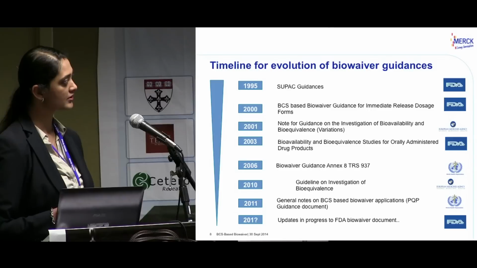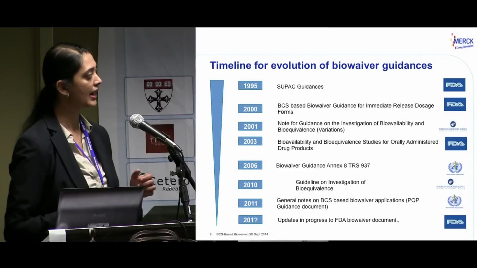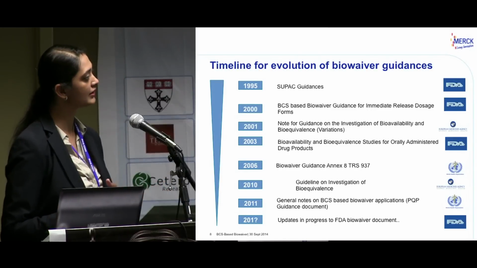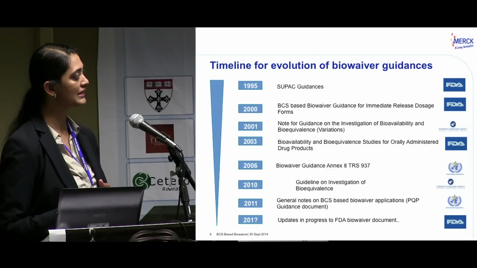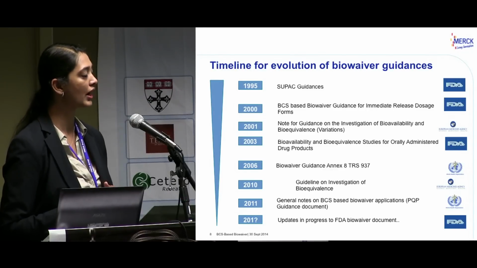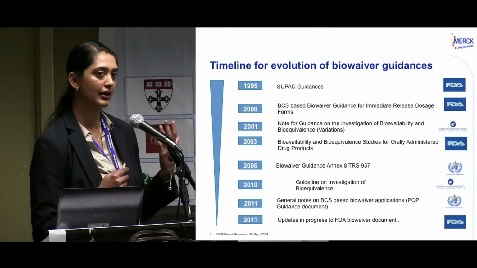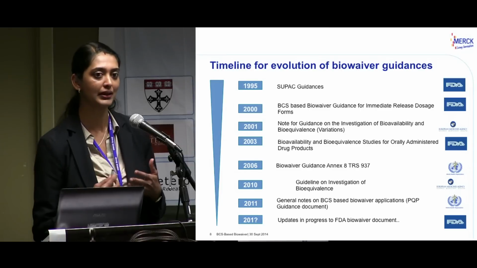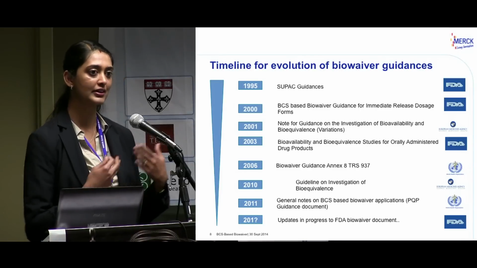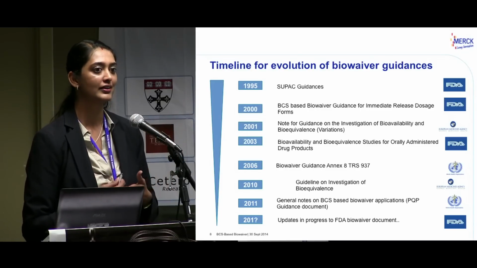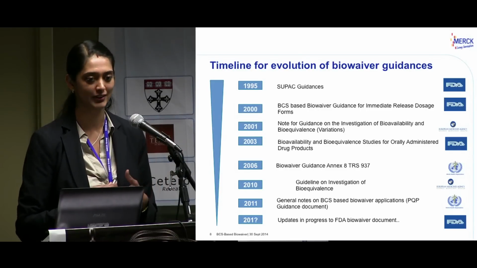Now this is the slide which shows the timeline of the evolution of the biowaiver concept. If you see here, the first BCS-based biowaiver concept was introduced by the FDA in 2000. I happened to come across an FDA official who informed me that even though this particular guidance was introduced in the year 2000, the companies were reluctant to use it.